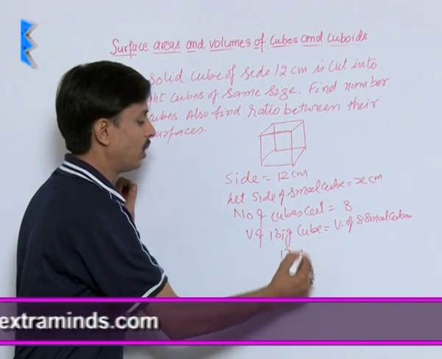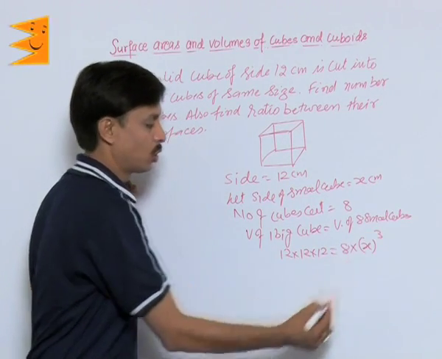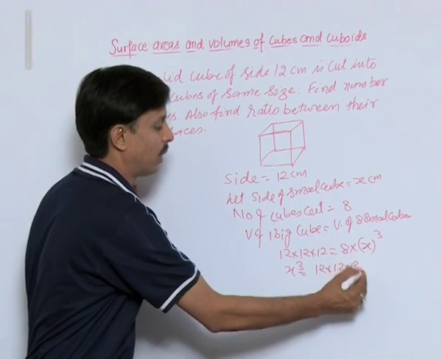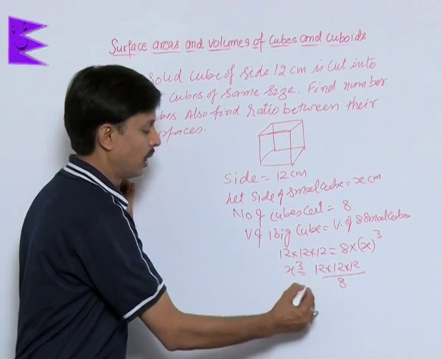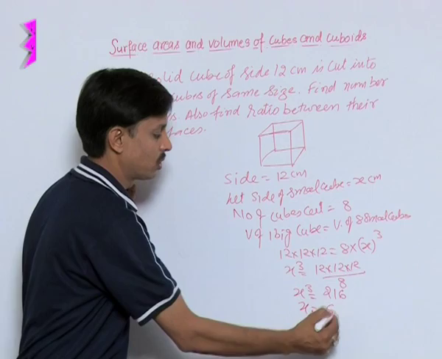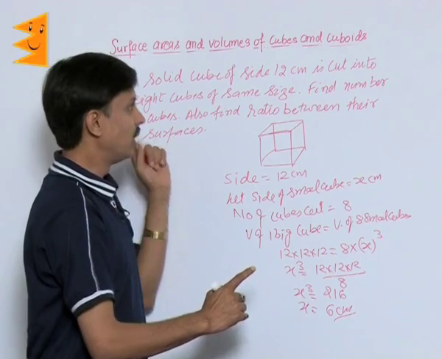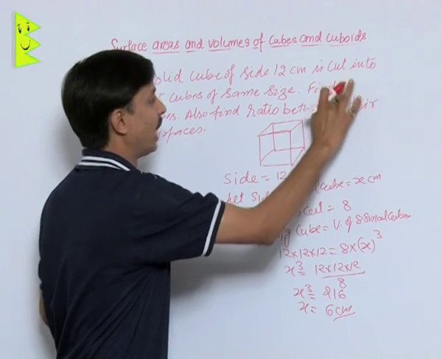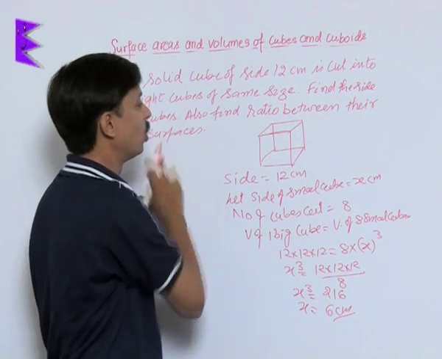One big cube is 12 into 12 into 12 is equal to 8 into x cube for the small one. So x cube is equal to 12 into 12 into 12 upon what? 8. So answer of x cube is 216. Hence x is equal to 6 centimeter. So we can say that here, in place of finding the number of cubes, it is given that we have to find the side. Find the side of cube.